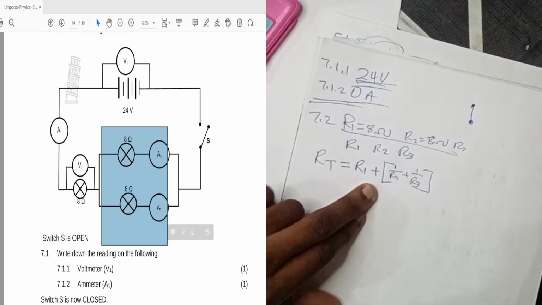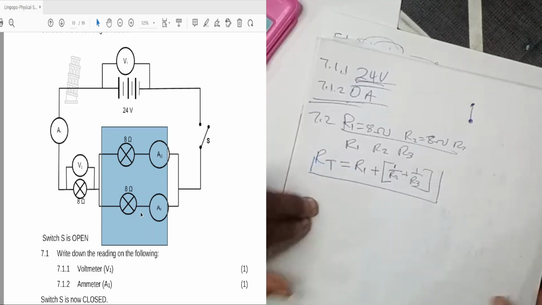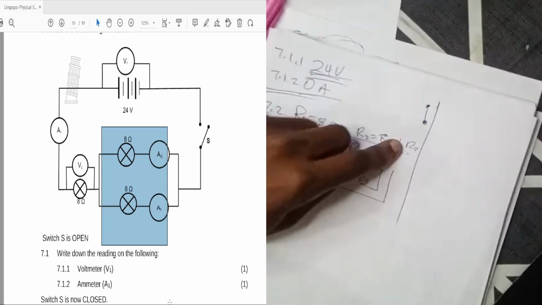Okay, let me divide this. Let me put this here. Look what I do on this side. We're analyzing the same thing.